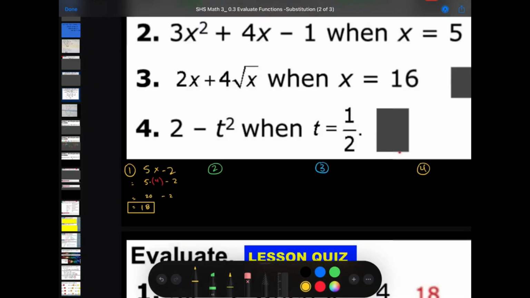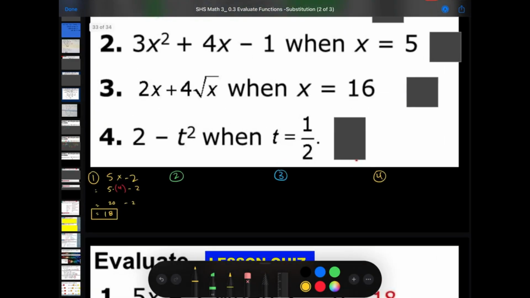Question number 2. 3x squared plus 4x minus 1. So every x value is now going to become 5. Do you see that there? So I'm going to change each of these x values to be 5.